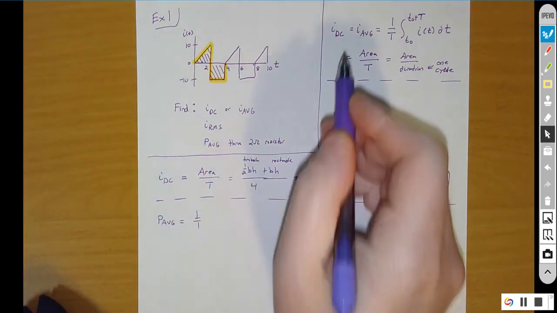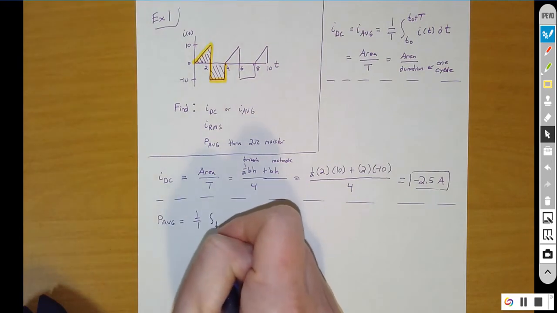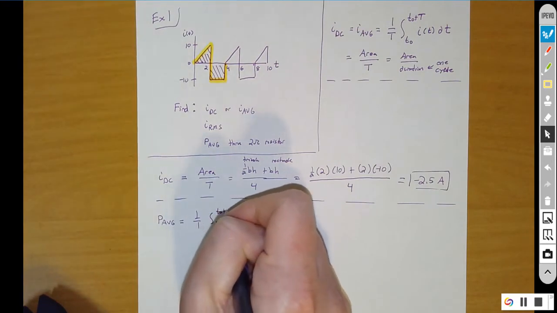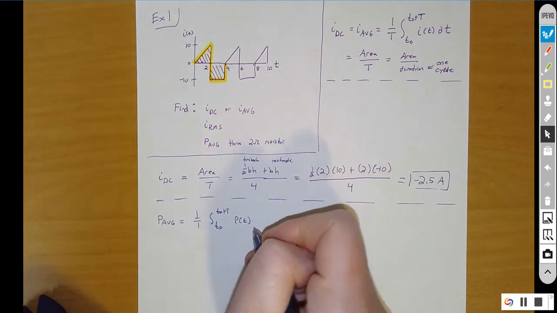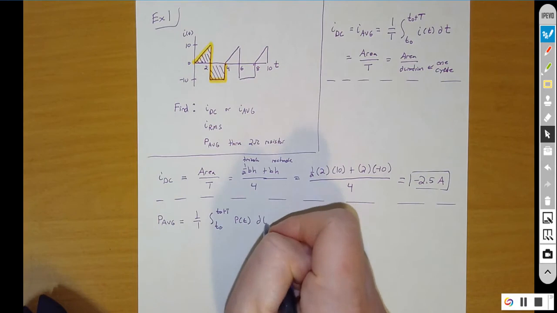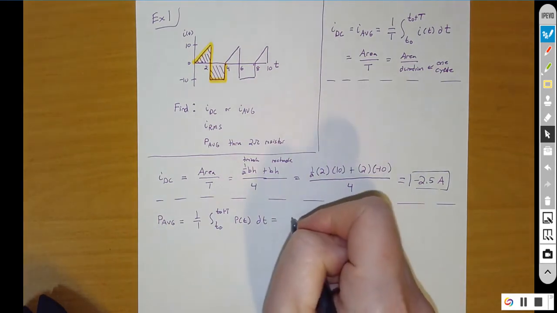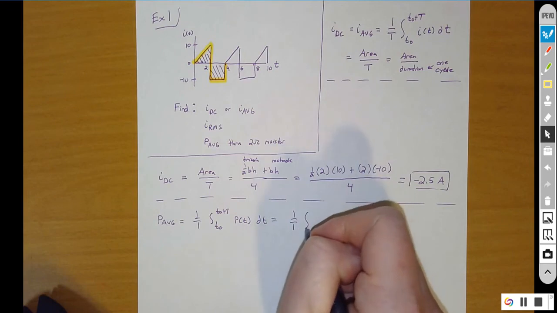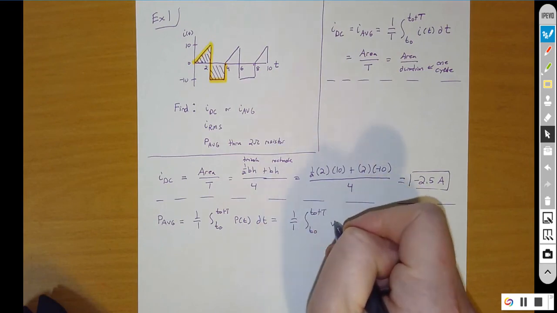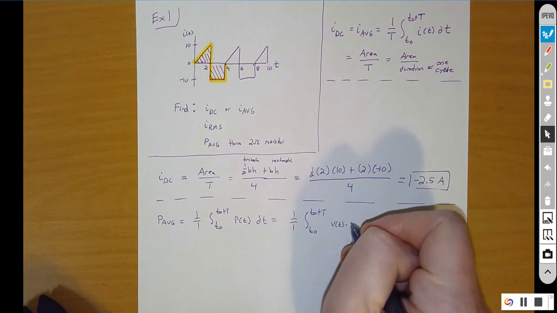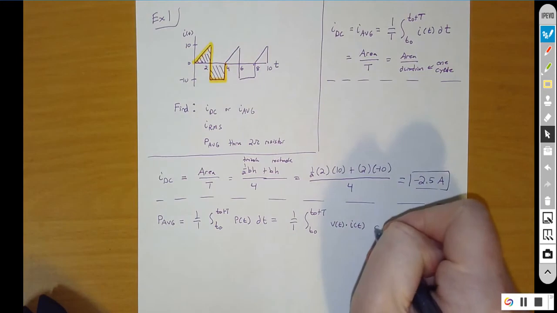looks a lot like this. 1 over T integral from t naught to t naught plus T, and then we're going to have some power function, dt, but we know that power is just voltage times current, so we can expand this to some V of t times some I of t, and then taking a dt.